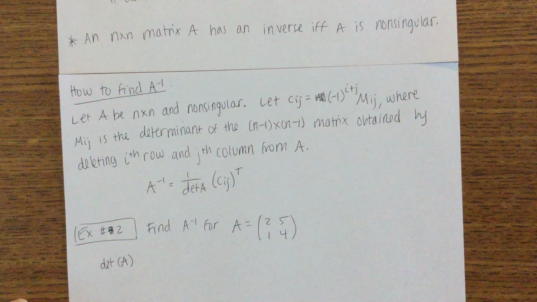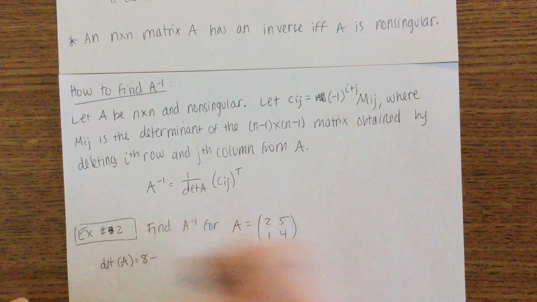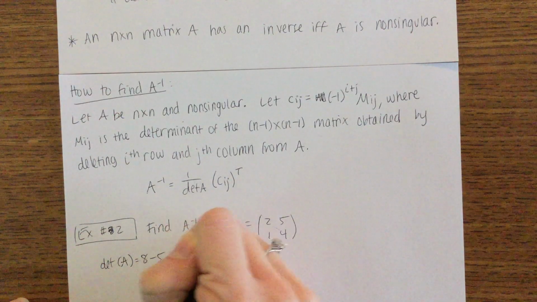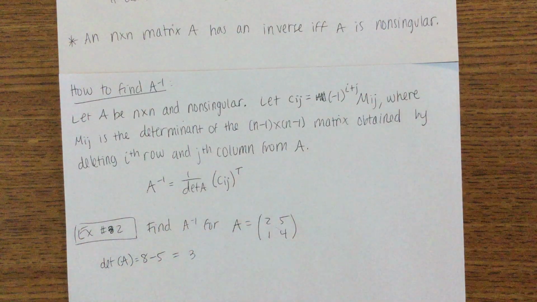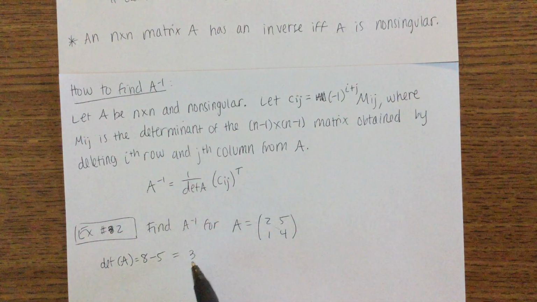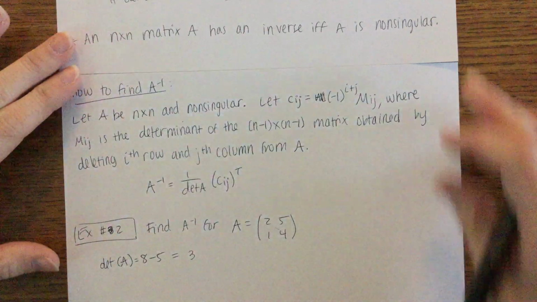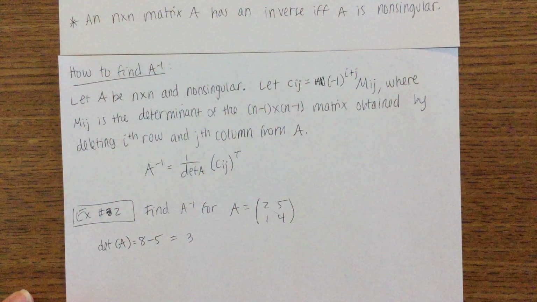So 2 times 4 is going to give us 8. Subtract 5 times 1, which is 5. This gives us 3. So that's our determinant. Notice the determinant is not 0. Because our matrix is 2 by 2, it's square, and because our determinant is not 0, that's how we know that the inverse does exist.